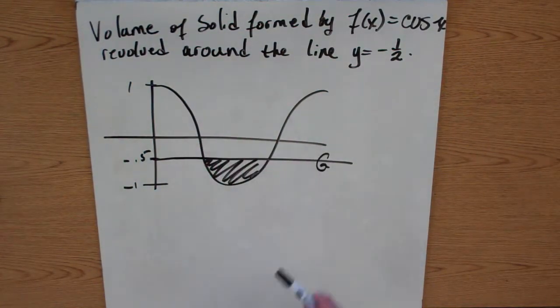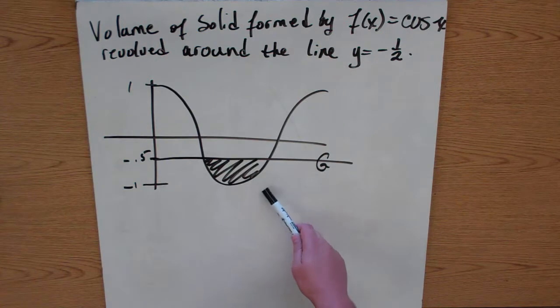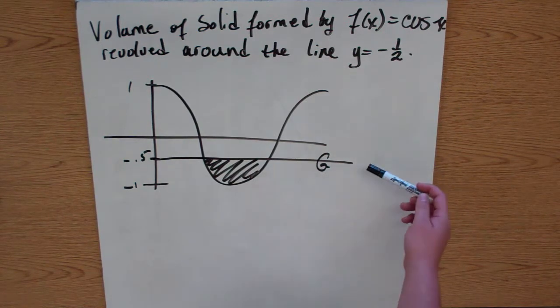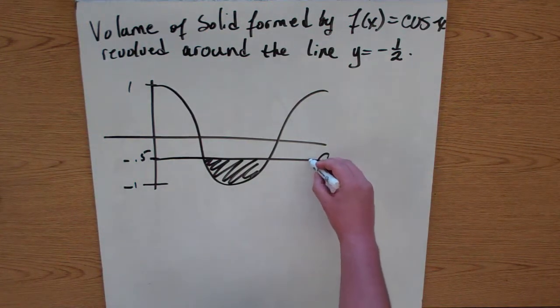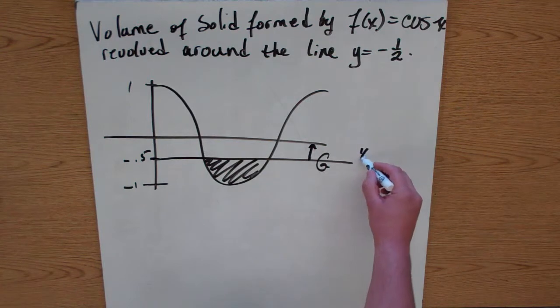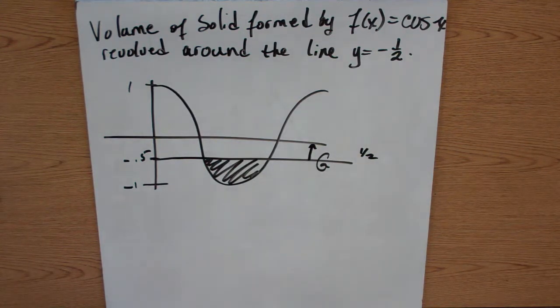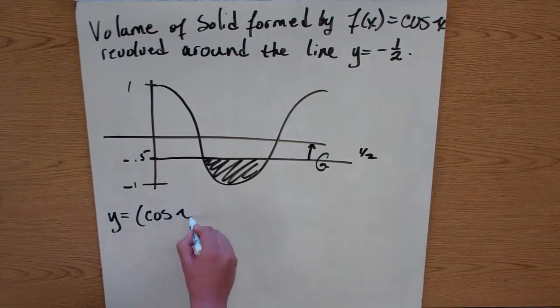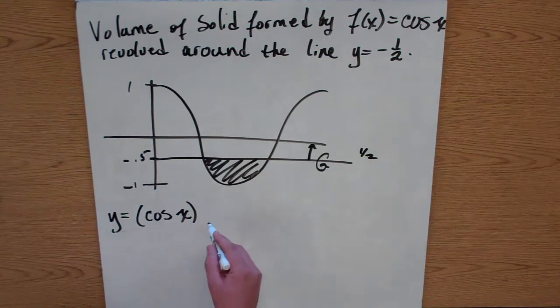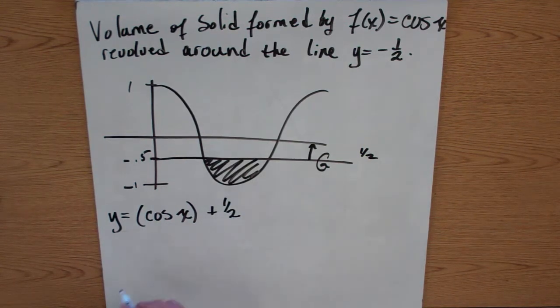We want the volume of a solid formed by f of x equals cosine x revolved around the line y equals negative 1/2. So now we have to do the same thing. We have to raise this up by 1/2. So our new equation is going to be y equals the cosine of x plus 1/2. So this is what we're going to integrate, this equation right here.